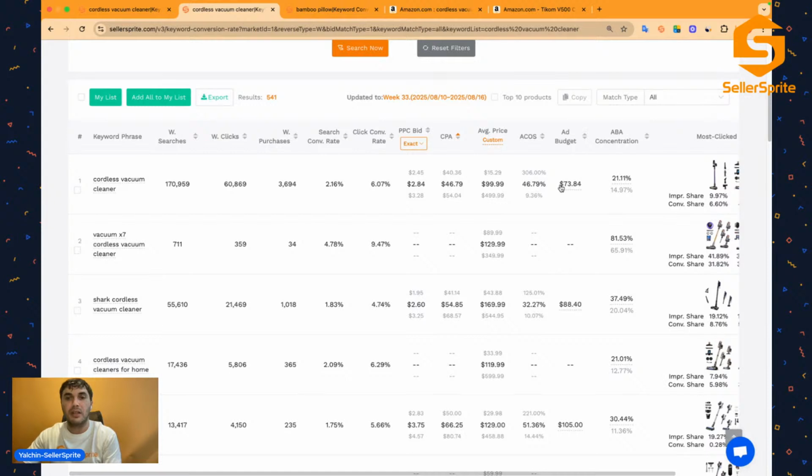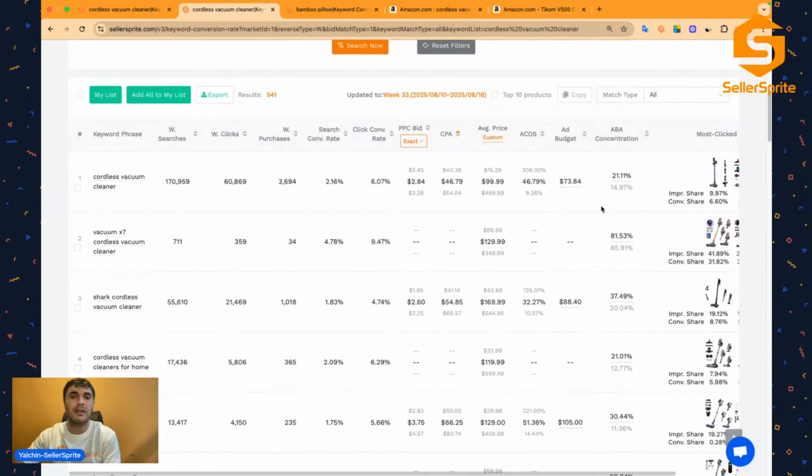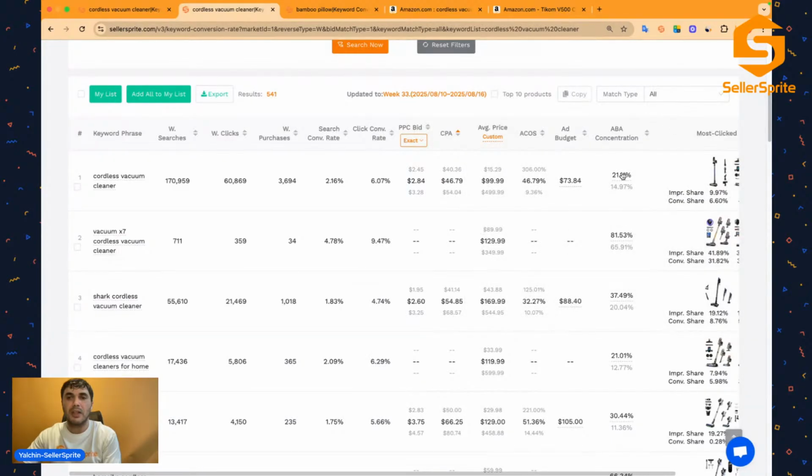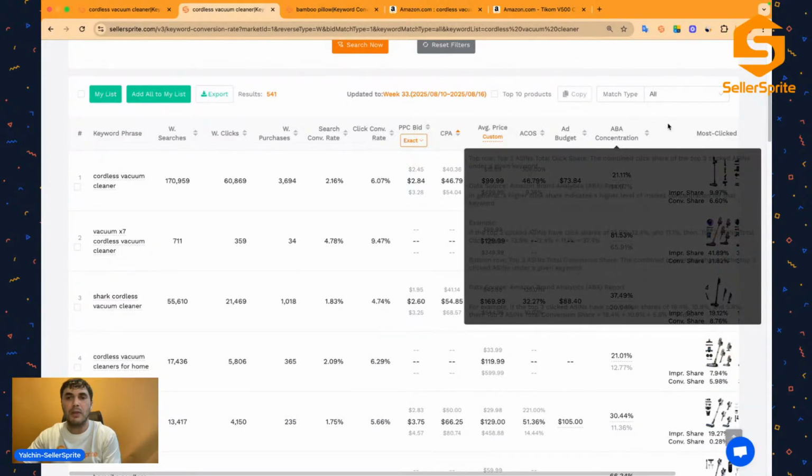Like 80 clicks, you can get from this ad budget. If your budget is 73, you can get 80 clicks. And this data also comes from Amazon Brand Analytics. Yeah, you see ABA.